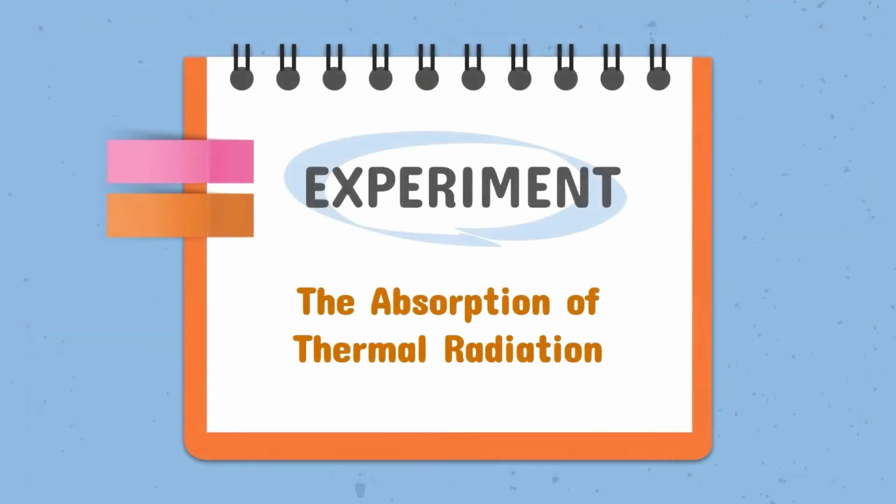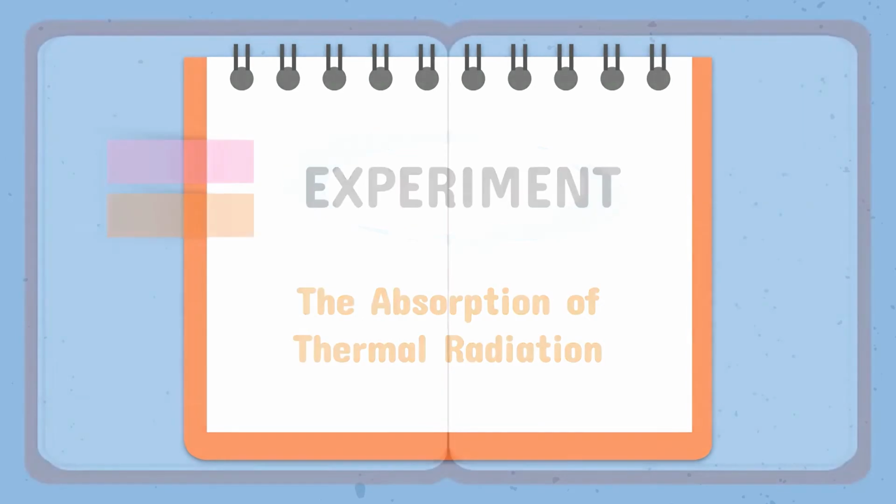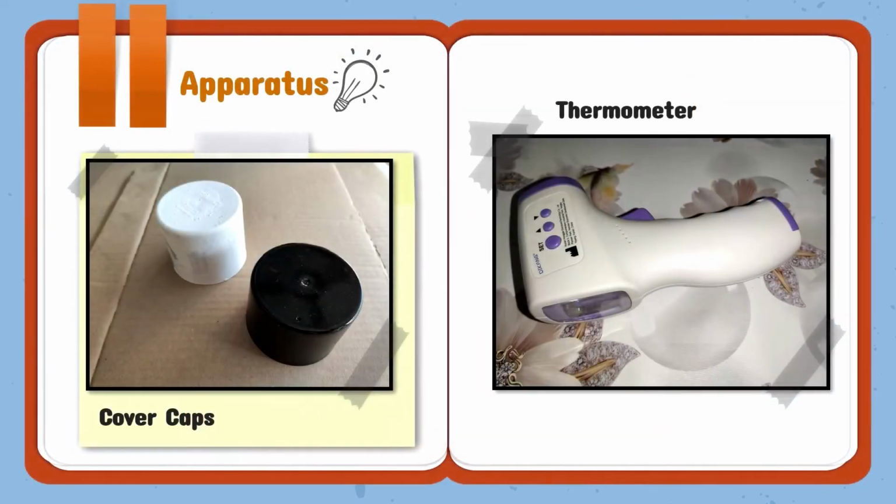Now on to the experiment part. The experiment is going to be the absorption of thermal radiation. Moving on to the apparatus, for this experiment we are only going to need a cover cap and a thermometer.